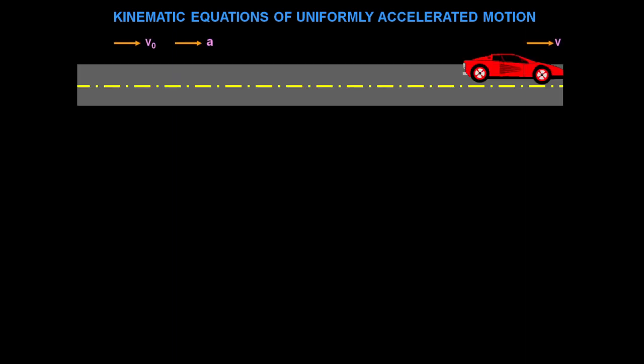The terms generally used in equations are u, v, s, t and a. What is u? Initial velocity. What is v? Final velocity. What is s? Displacement of a body. What is t? Time period of a body. A body moving with velocity v and getting accelerated for time t to travel a distance x.